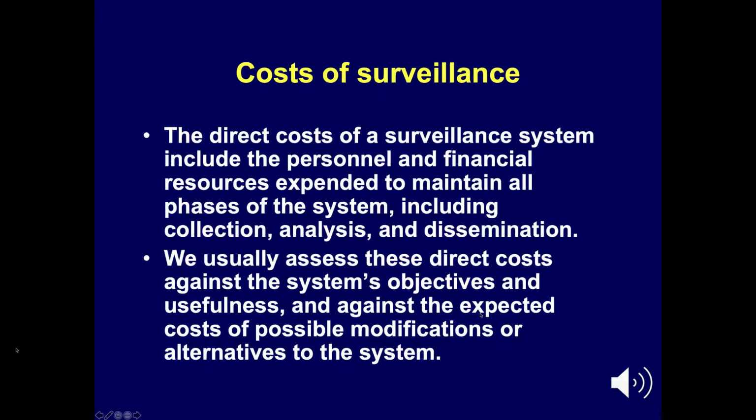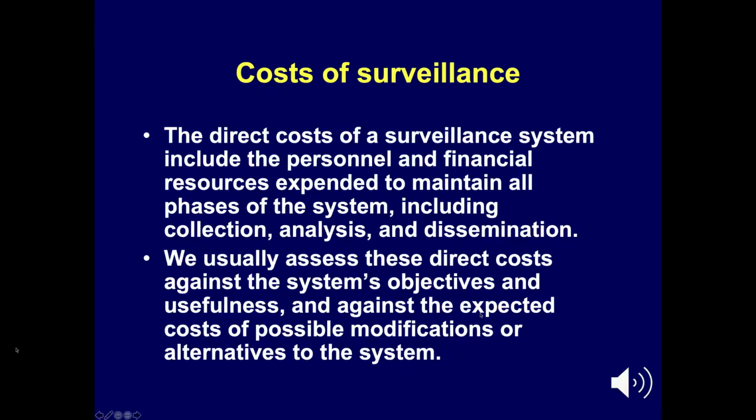And part of the question related to the resources required to run the surveillance system relate to costs. And this includes the direct costs of the surveillance system, which are usually mostly personnel, but also some financial resources that are expended to maintain the entire breadth of the system, from data collection all the way to dissemination. And it's also useful to assess the cost against the system's objectives and usefulness, and against the expected cost of possible modifications or alternatives to the surveillance system.